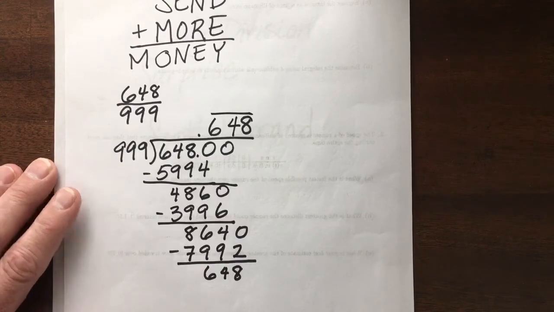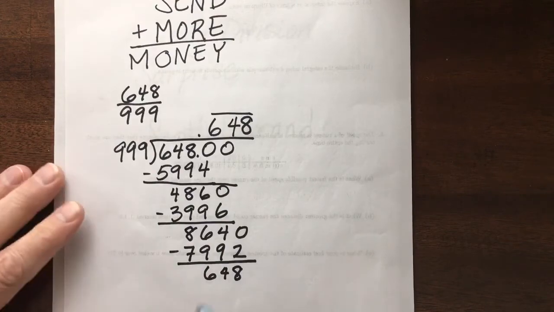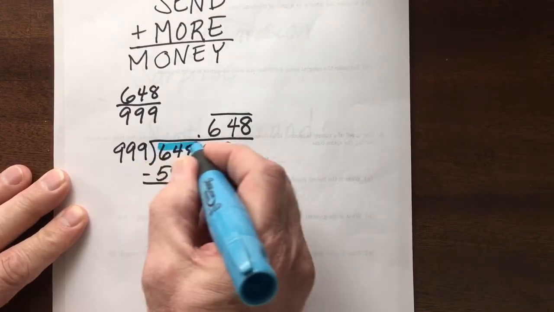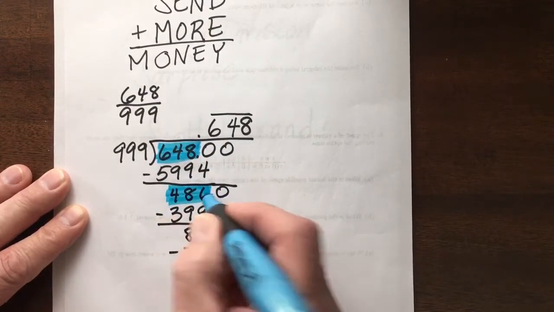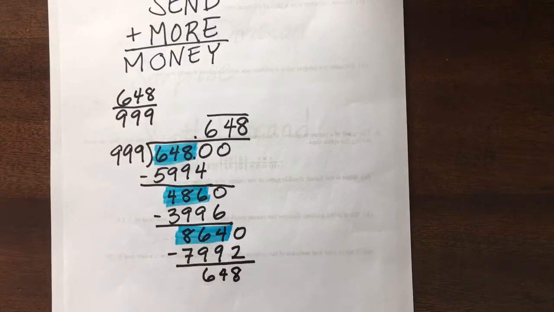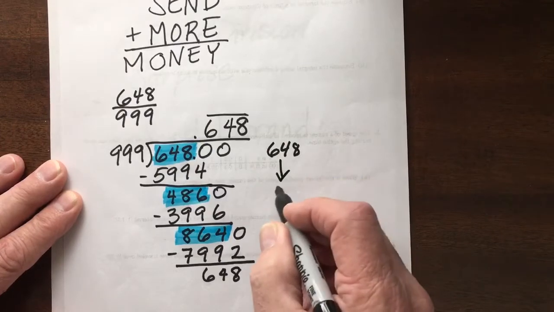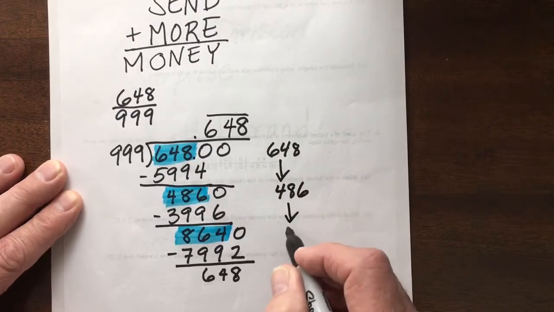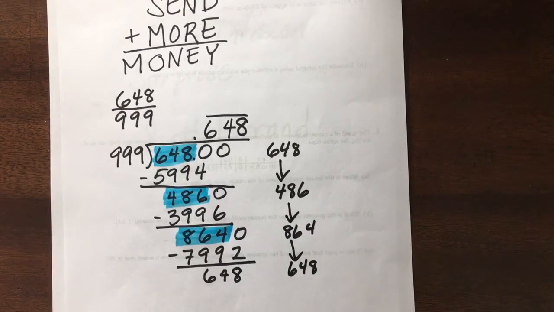Okay, so that's the part you may be familiar with. I want to show you something else. Look at the, and you may have already noticed this while I'm talking here, I started out with 648, and the next remainder I got was 486, and then the next remainder I got was 864. 648 became 486, which became 864, and then I went back to 648. That's a kind of a peculiar pattern, isn't it? You see the digits rotating there.